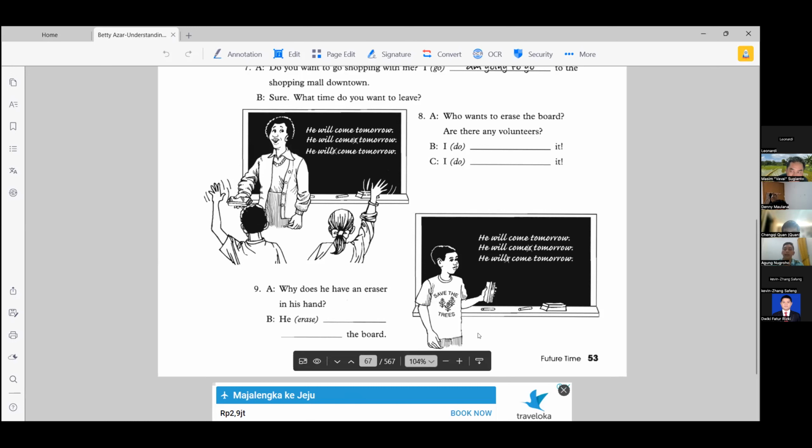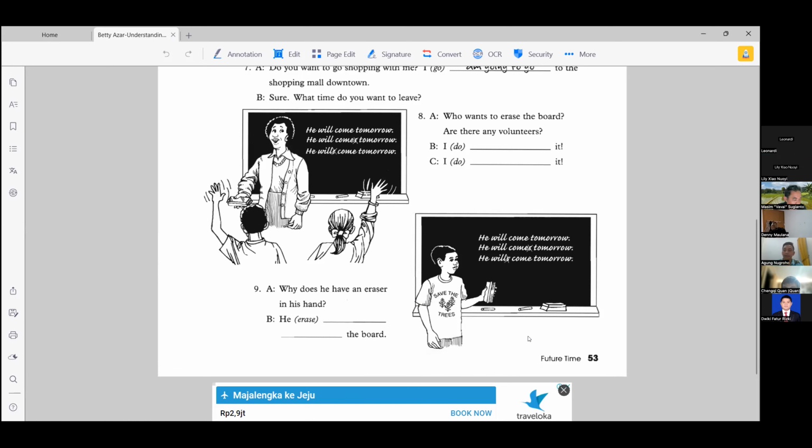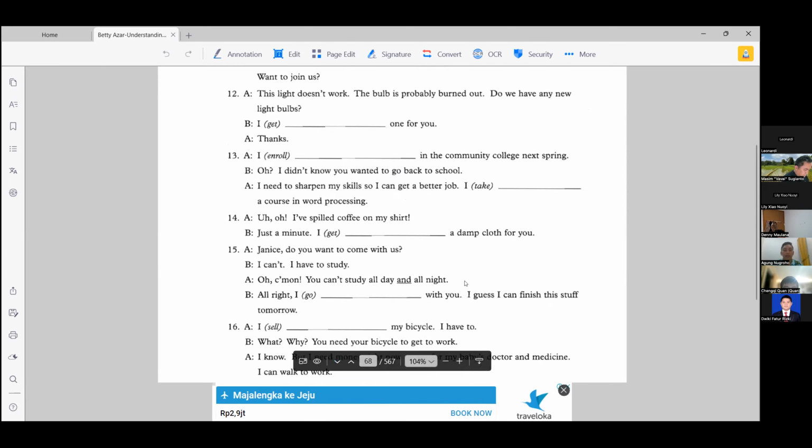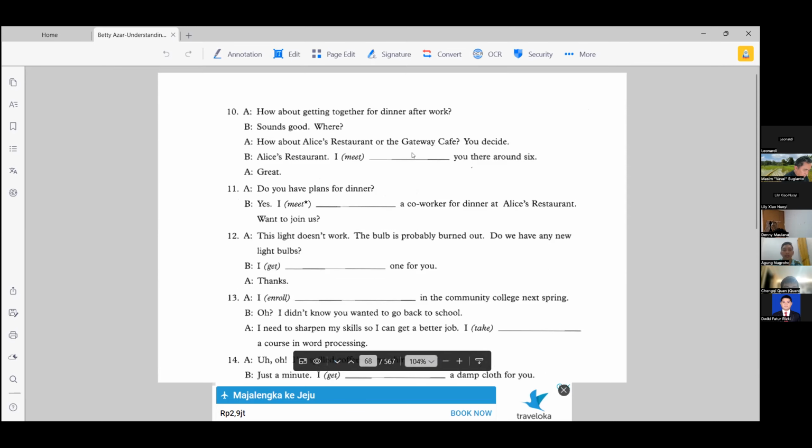Leonardi, go on. Okay, for number 9, why does he have an eraser in his hand? He is going to erase the board. Great, yeah. Do you know the reason why he is going to erase the board? Because he has a plan to erase the board. Yeah, because he already has an eraser in his hand. Yes, that's the reason, because he's already holding the eraser. Great, well done, Leonardi. Number 10, would anyone like to try number 10?